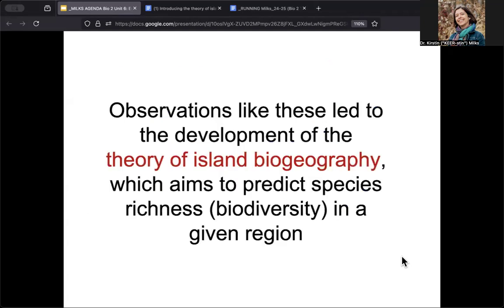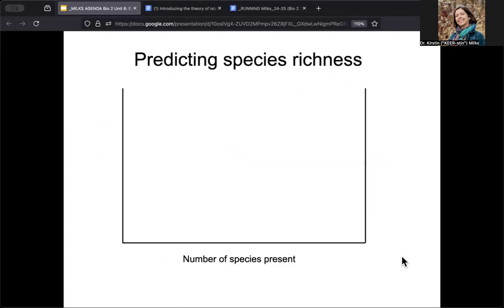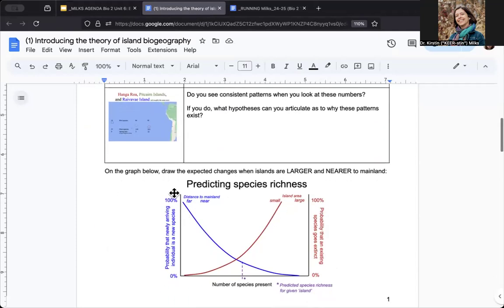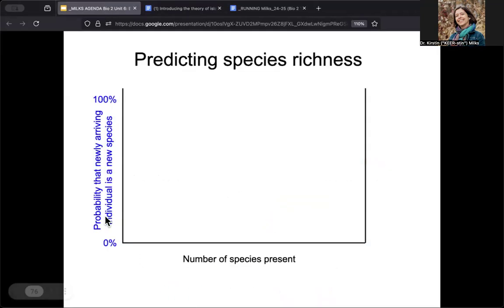Observations like these led to the development of the theory of island biogeography, which aims to predict species richness or biodiversity in a given part of the world. So here's a graph to give you an idea, and we're going to walk through it here. I do want to show you it's reproduced down here, but don't draw anything yet. You'll get to that point. So here's the probability that a newly arriving individual is a new species, right? And if there aren't many species present, if a new one shows up, it's the first of its kind, right? So that's going to be very high.